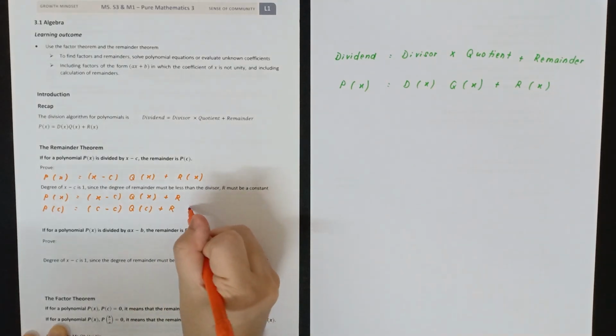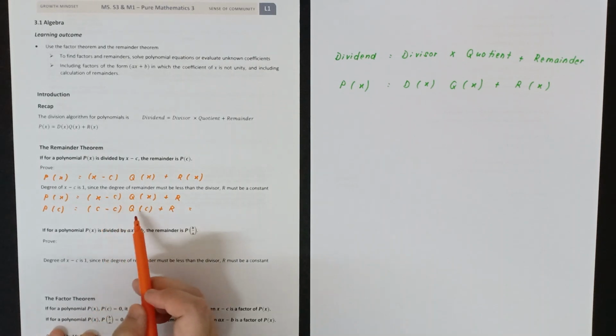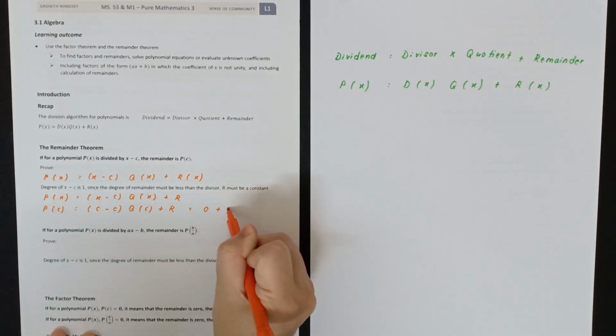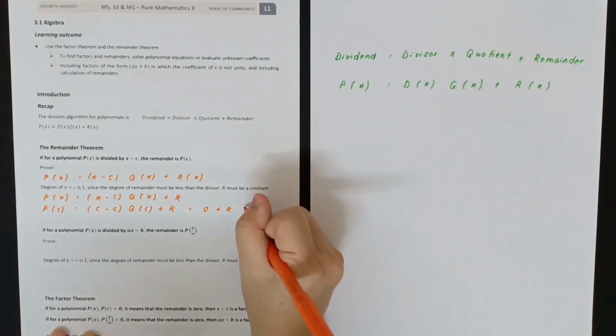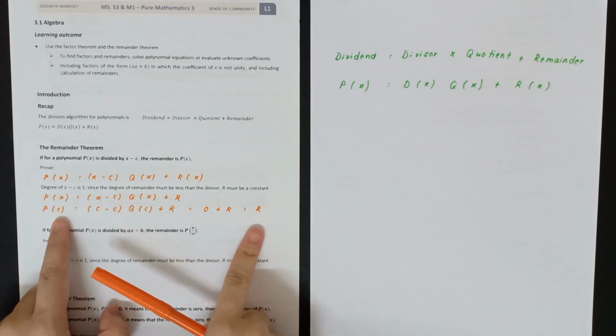Okay, then after that you see c minus c, what do I get? I get 0. So 0 multiplied by q of c, I get 0. So it becomes 0 plus r. So what does that mean? 0 plus r, what do you get? You get r. So P of c is equal to r.